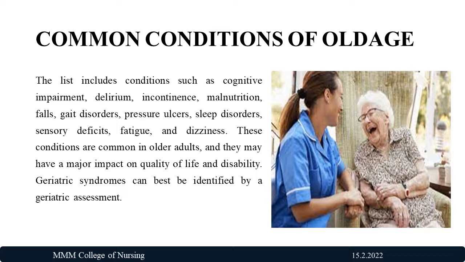What are the common conditions of old age? The list of common conditions are cognitive impairment, delirium, incontinence, malnutrition, falls, gait disorders, pressure ulcer, sleep disorder, sensory deficits, fatigue and dizziness. Some of these conditions common in older adults may have major impact on quality of life and also disability. Here the geriatric syndromes can best be identified by geriatric assessment.